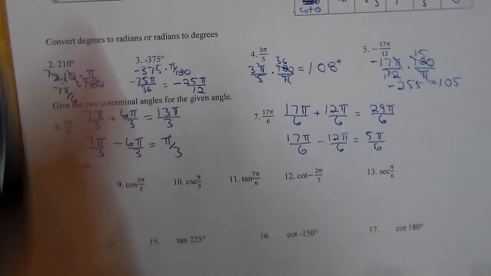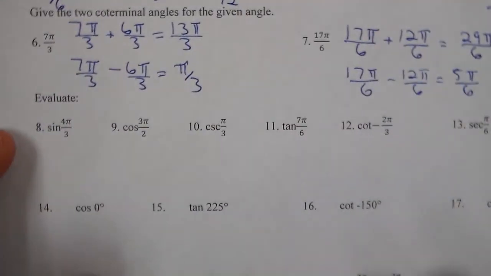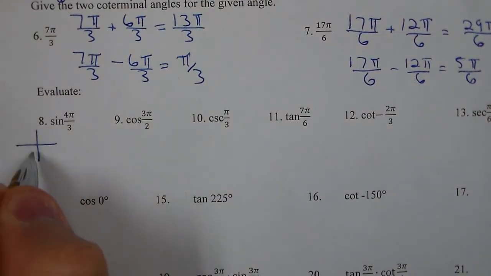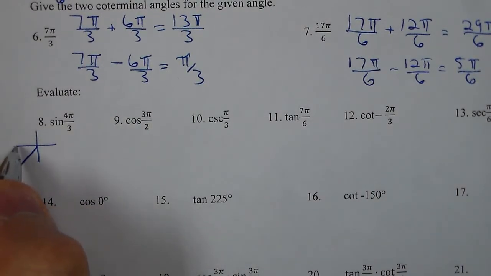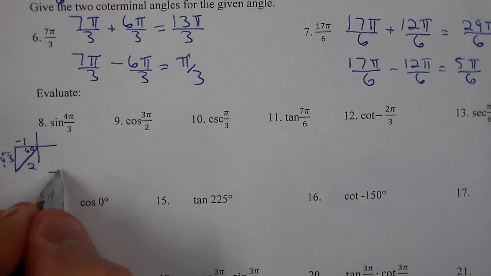Okay, moving down, we're going to start evaluating our trig ratios. Number 8, sine of 4 pi over 3. 4 pi over 3 is in the third quadrant. It is pi over 3 past 180. We know pi over 3 is 60 degrees. In a 30, 60, 90, we go 1, root 3, and 2, with these two values being negative. So sine in this situation would be negative root 3 over 2.